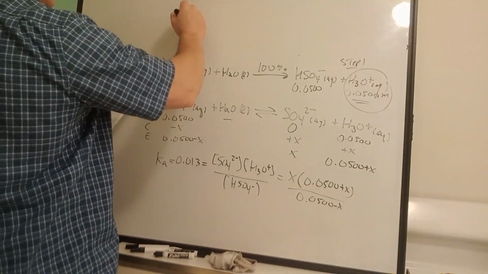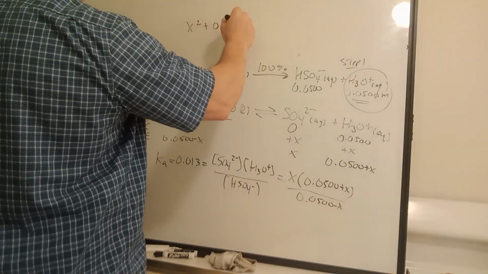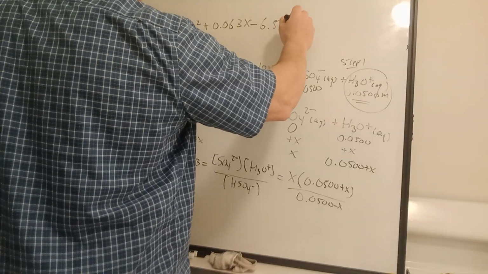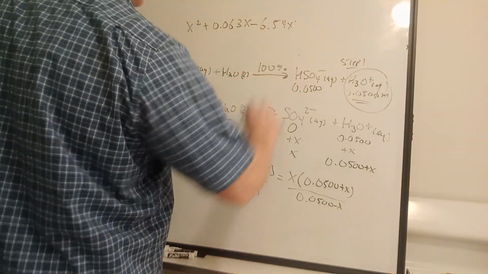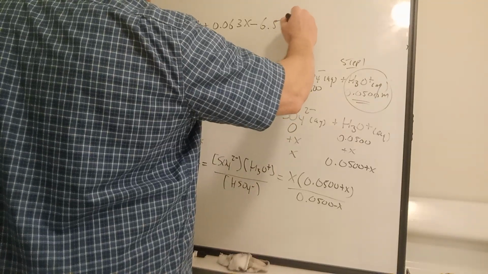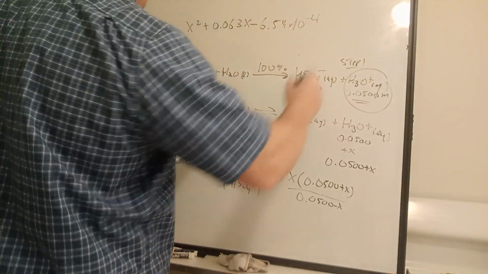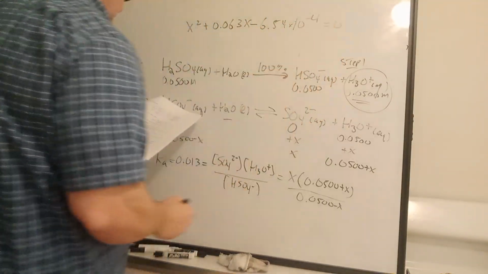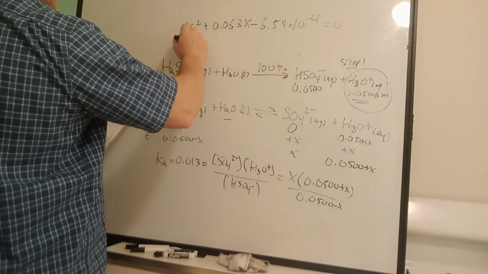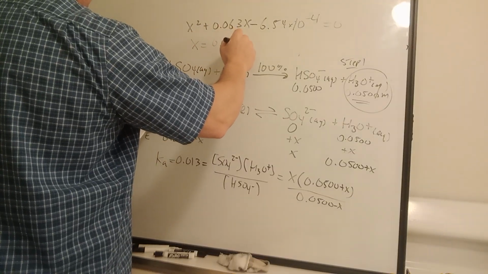You have x squared plus 0.063x minus 6.54 times 10 to the minus 4. I'm going to put a dot for the multiplication here because we have a lot of things that look like x's. That's going to be equal to 0. That's our polynomial equation. When you solve it out, x is equal to the realistic root, 0.00902.